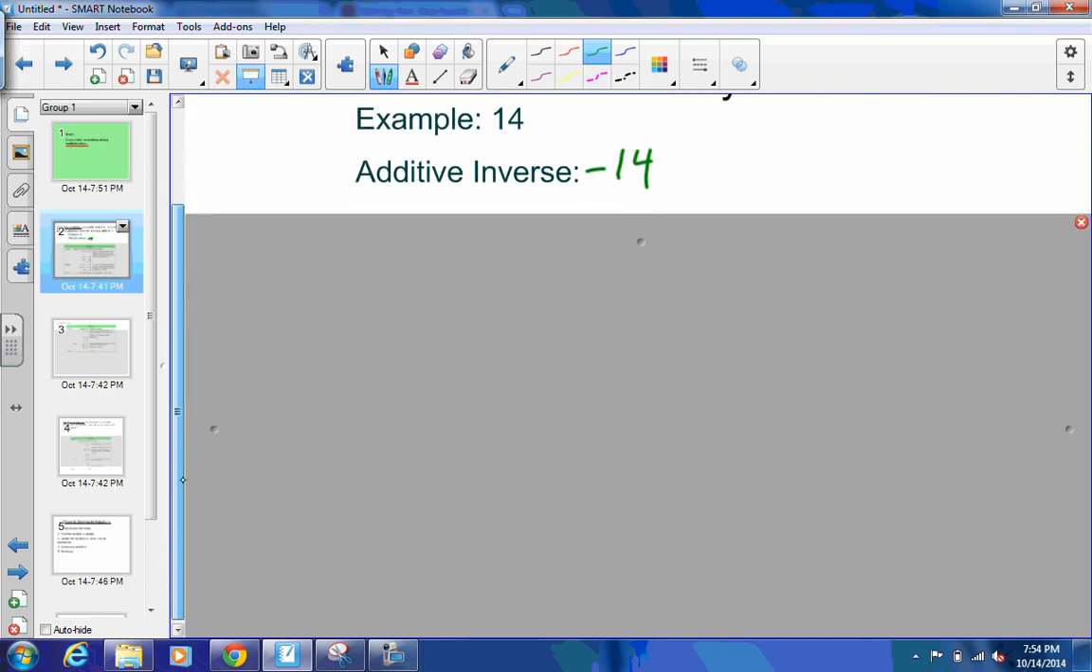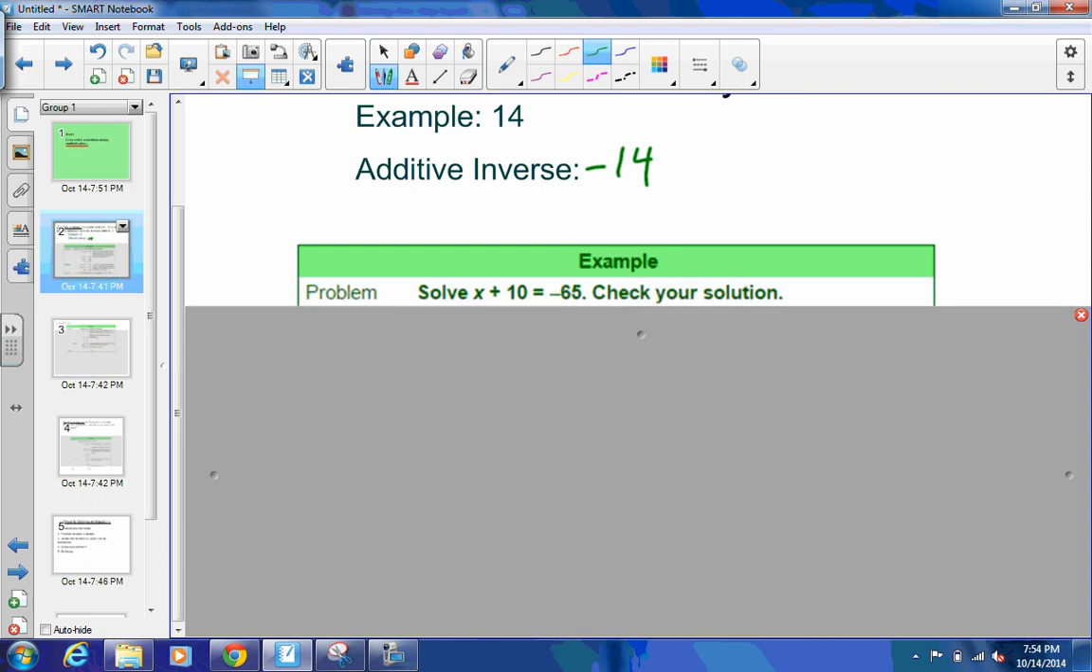All right, so this is a great review for some of us. Solve x plus 10 equals negative 65. And I actually like to see your work. In my opinion, the work here, the process of solving, is more important than the answer itself. You need to understand these processes and be able to follow them.